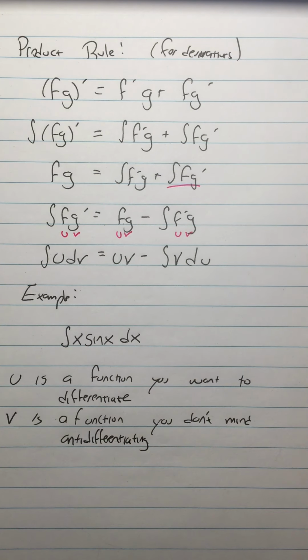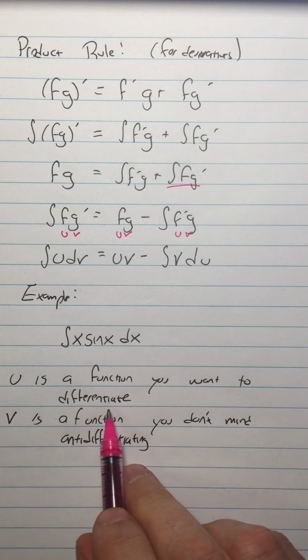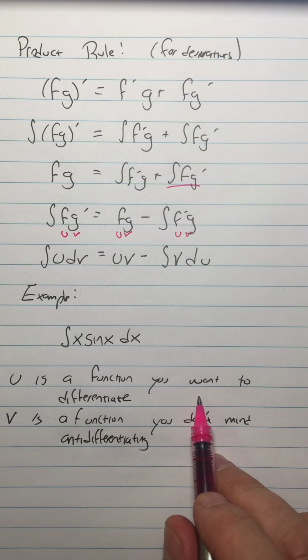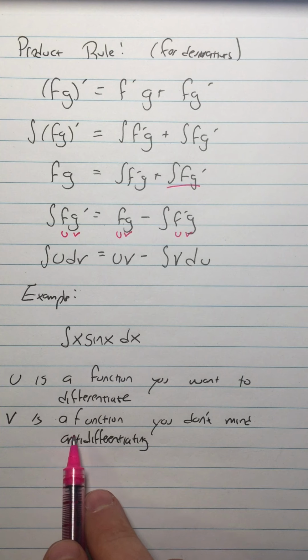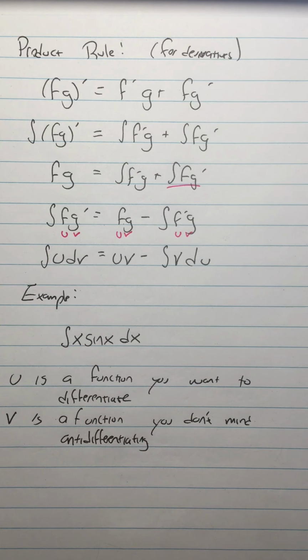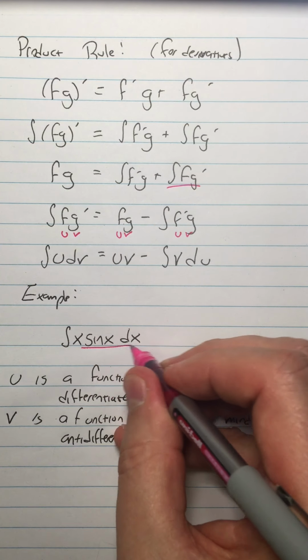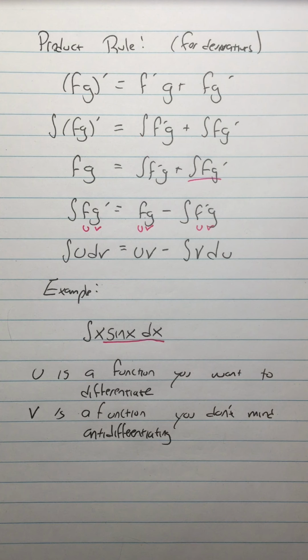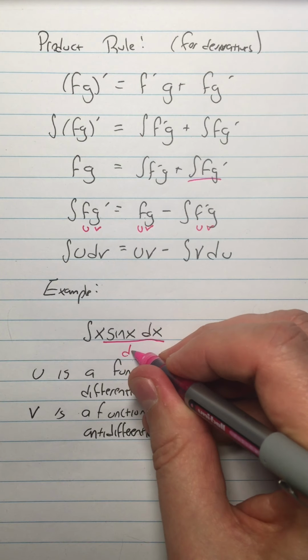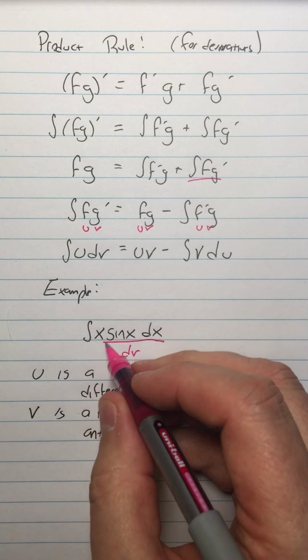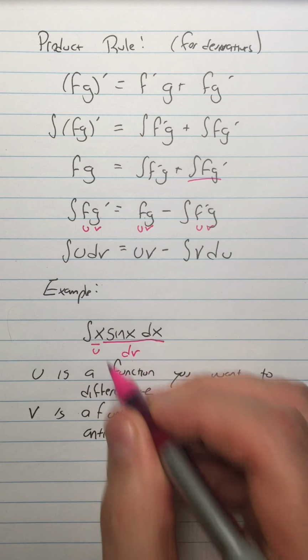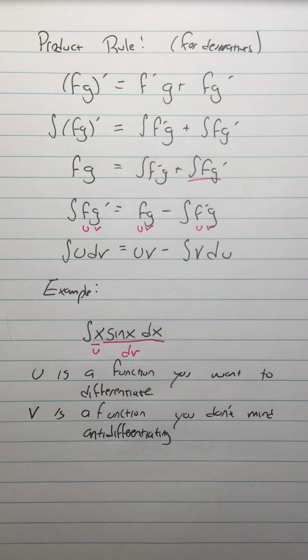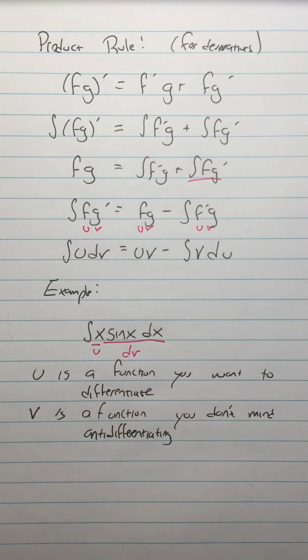So we're going to pick our u and v based on something that if I differentiate it, it's going to get simpler. And v is going to be something that if I anti-differentiate it, it doesn't get any harder. So I don't mind anti-differentiating it. Well, I don't mind anti-differentiating sine because that's just going to be negative cosine. It's not any more complicated than the sine that I started with. So that's going to be the dv. And something I want to differentiate, well, I want to differentiate x, because the derivative of x is just 1, so it will get much simpler. So that's what I'm going to use as my u and my dv.